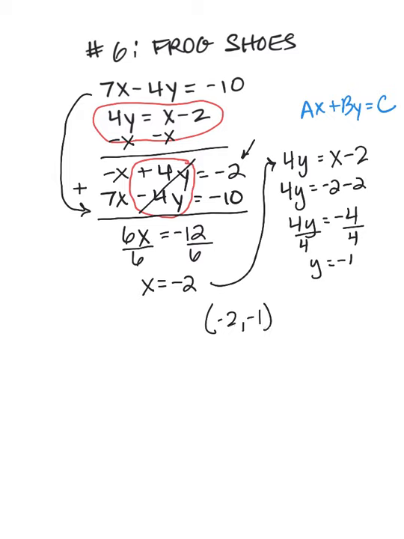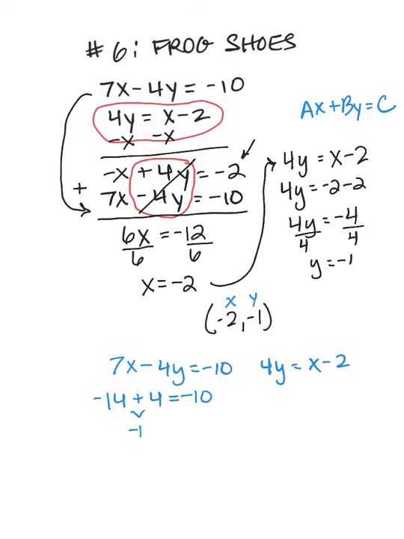Now let's do our check. 7x minus 4y equals negative 10. 4y equals x minus 2. And we're going to substitute x and y. So 7 times x, so 7 times negative 2 is negative 14. Negative 4 times negative 1 is positive 4. That should equal negative 10. And it does. That works.